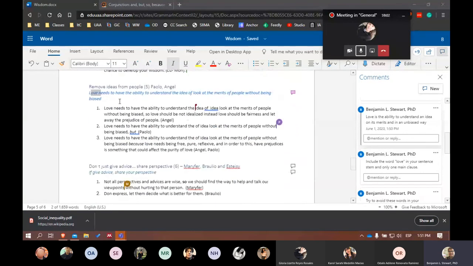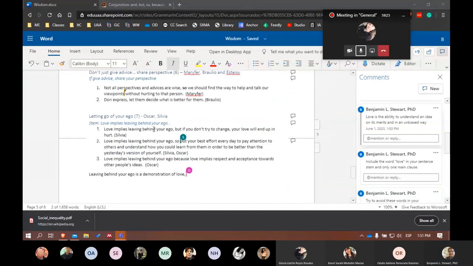All right. And point number five, I would say love is the ability to understand an idea on its merits and in an unbiased way. Take a look at the comment, guys, there, but it's a good sentence stem, just a few changes there to the wording. Love implies leaving behind your ego. That's good. If you can try to word it in a way that doesn't use the same words as your title, I would try to do that, but it is a good example of a sentence stem. But maybe there's another way of saying or referring to ego for the purposes of your three sentences.